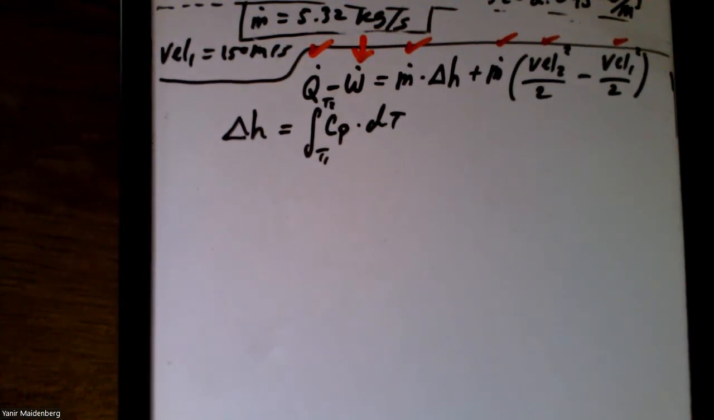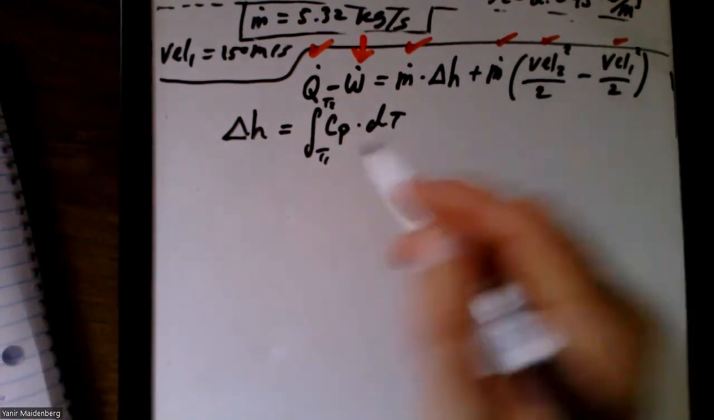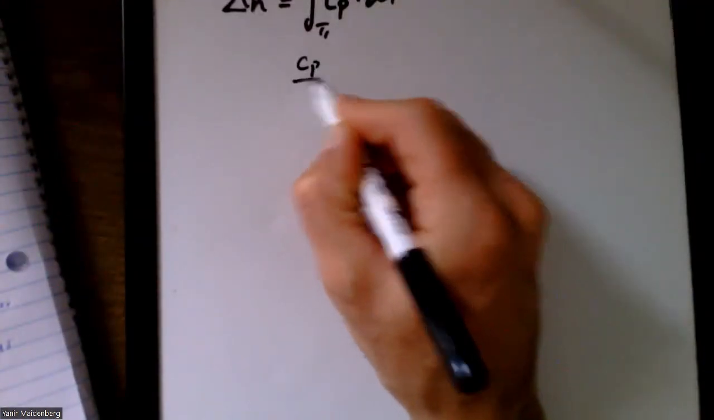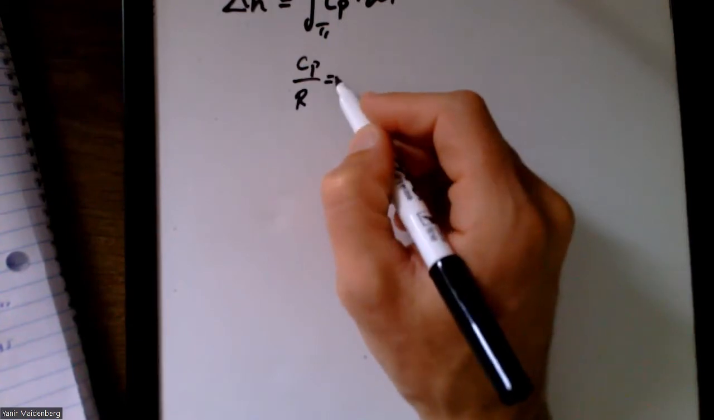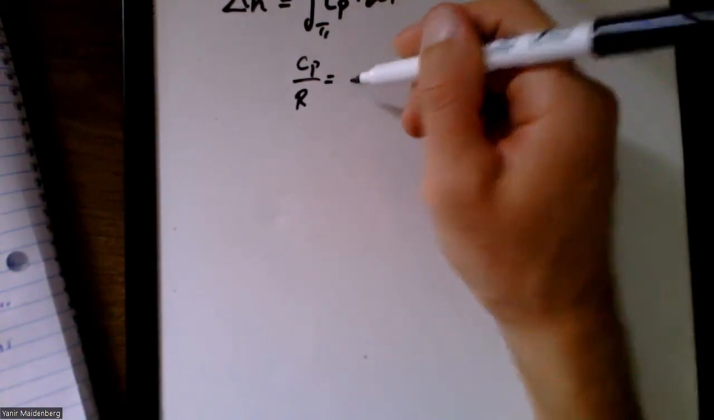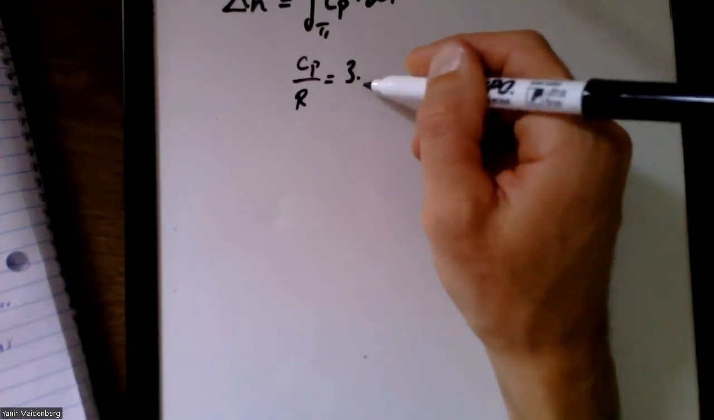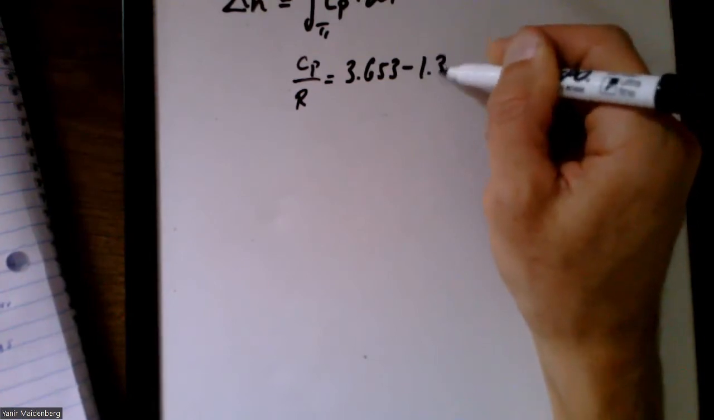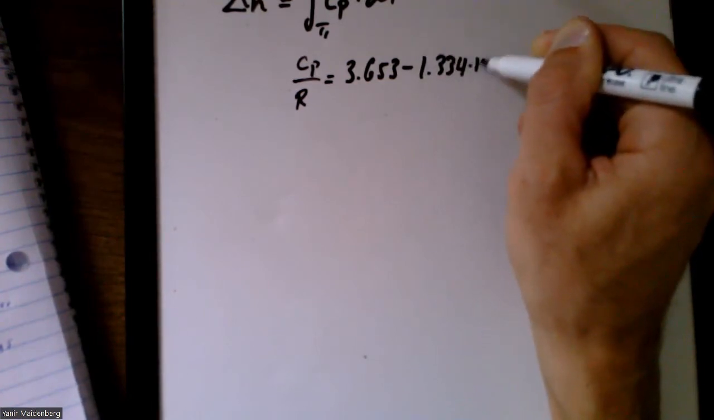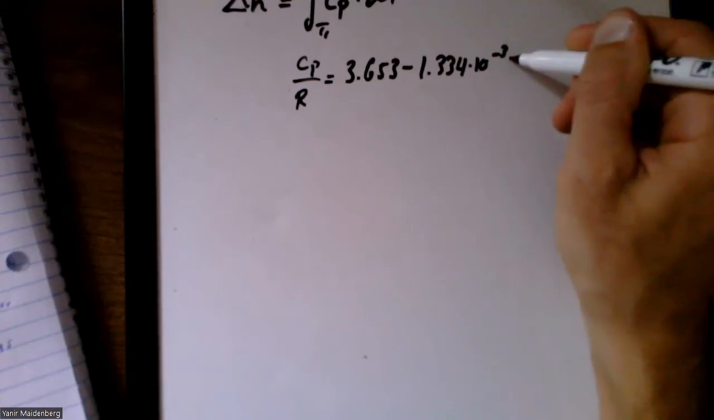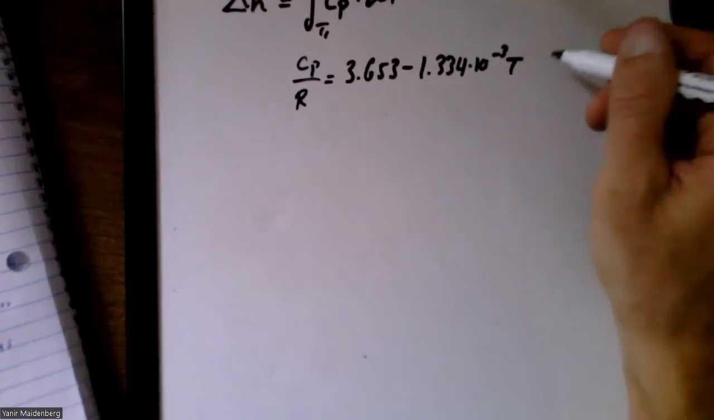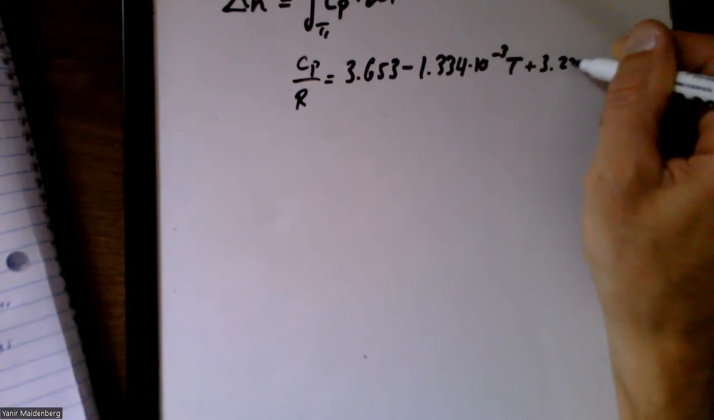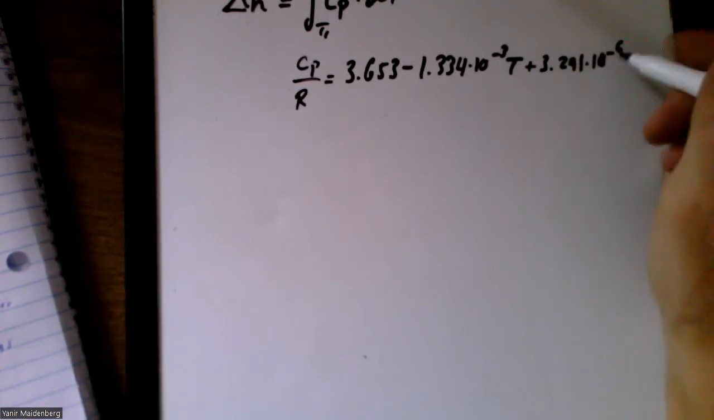Okay, so from the back of the book, let me just show you kind of what ends up happening. You're going to get CP over R. If I go to the back of the book, CP over R is 3.653 minus 1.334 times 10 to the minus 3 T plus 3.291 times 10 to the minus 6 T squared.